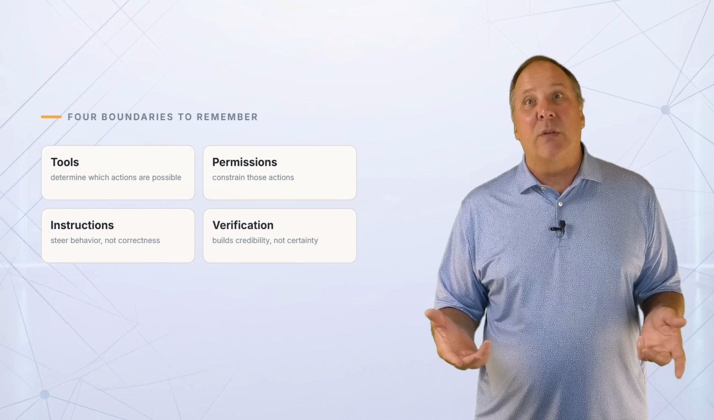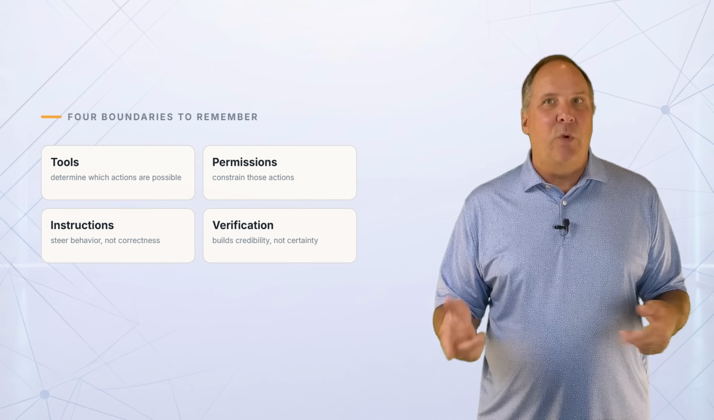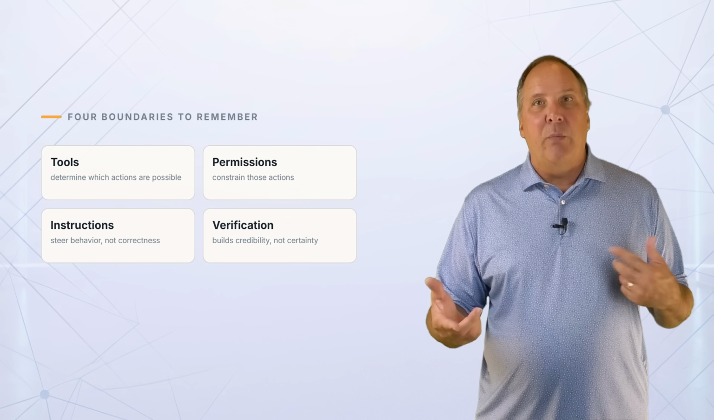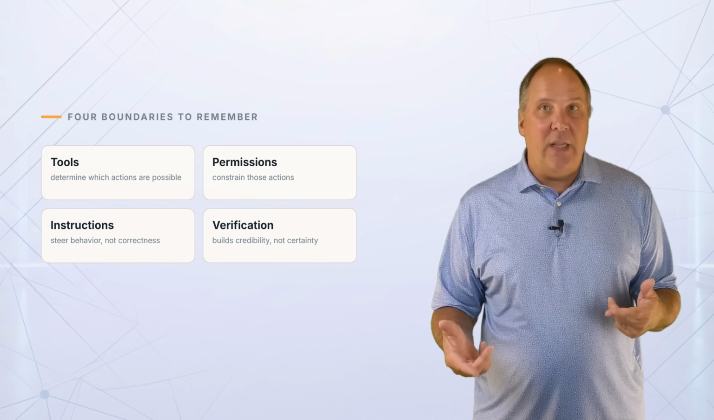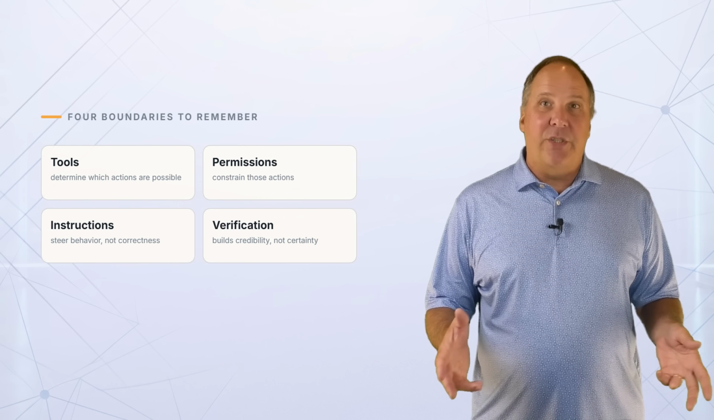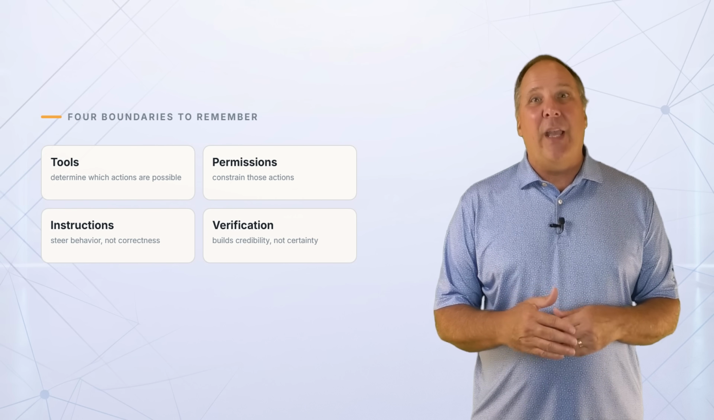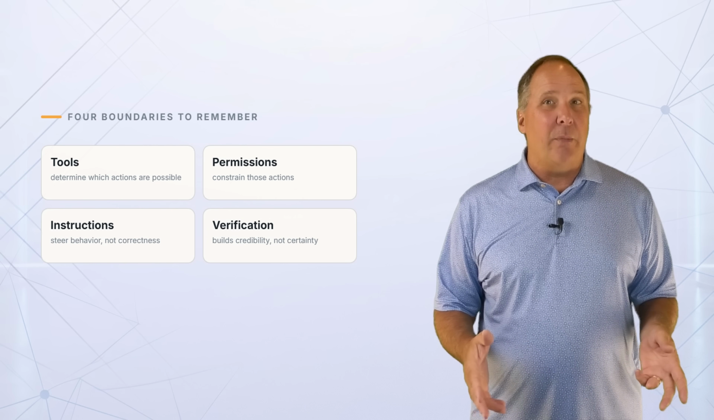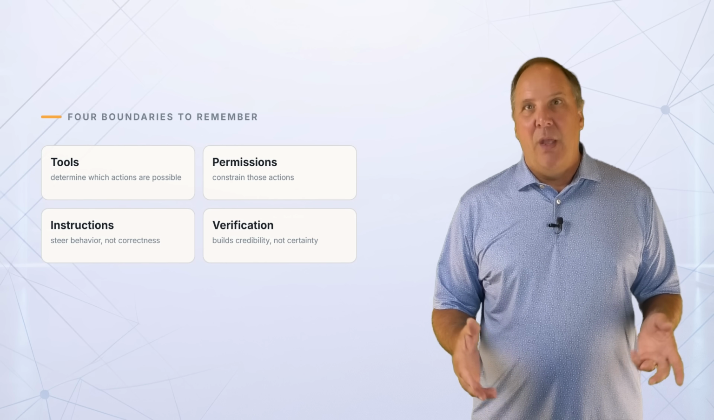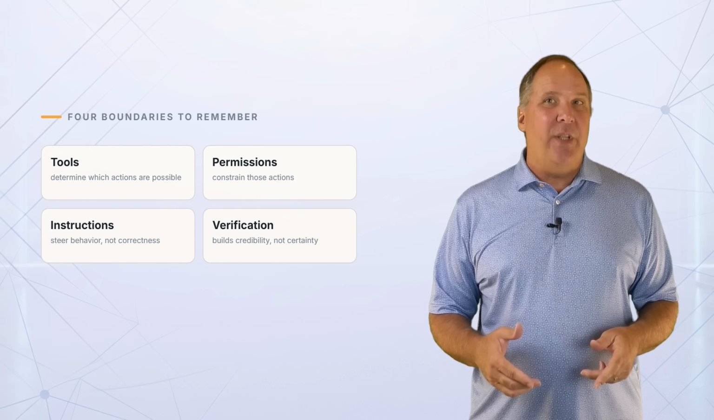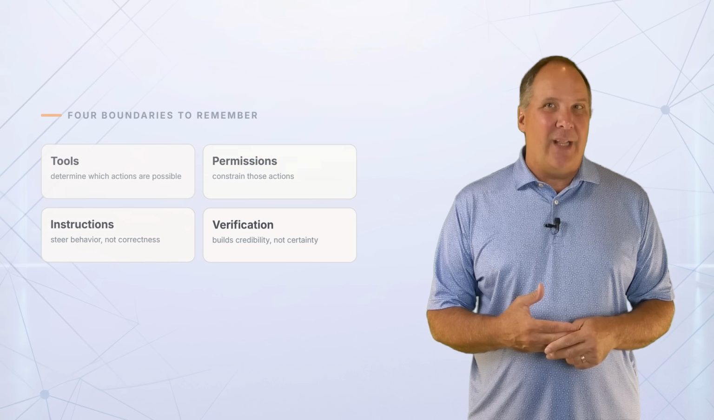There are also boundaries. Tools determine which actions are possible. Permissions and sandboxing constrain these actions. Instructions steer the behavior, but they do not guarantee correctness, and verification makes a result more credible, not infallible. We will explore each of these layers in later lessons.